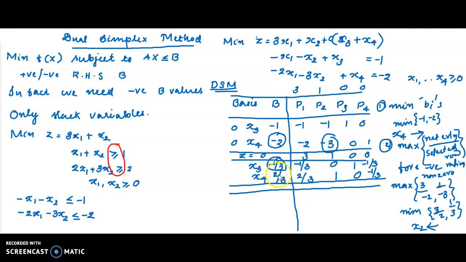Now only one negative, -1 by 3 is selected. x3 goes out of the basis at this stage. To determine the entering variable, you have to find net evaluations first.